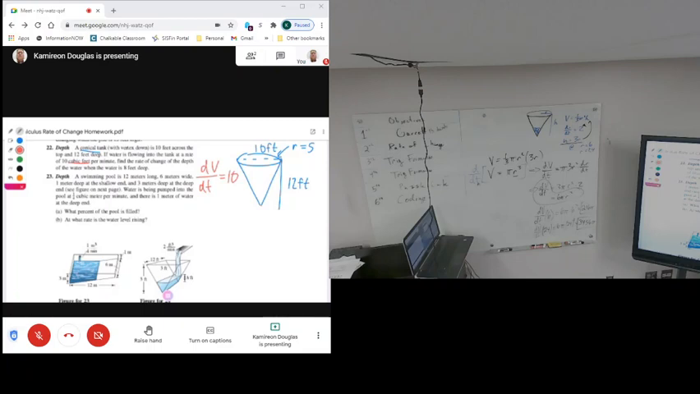Okay, what does it say to find? Find the rate of change of the depth of the water when the water is 8 feet deep. Rate of change of the depth of the water when the water is 8 feet deep. Thoughts?